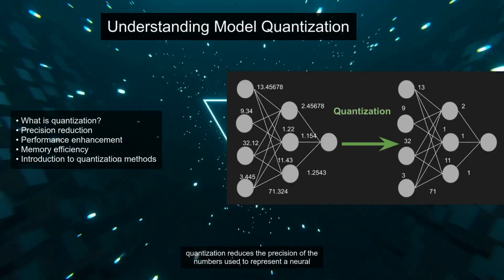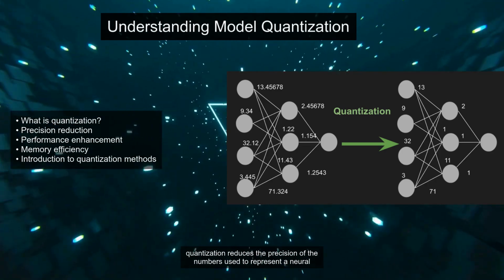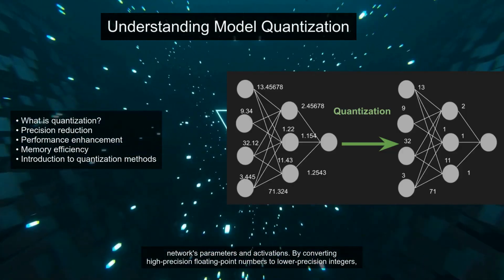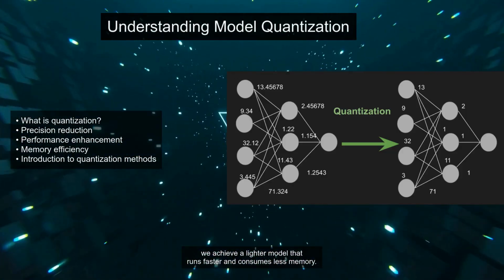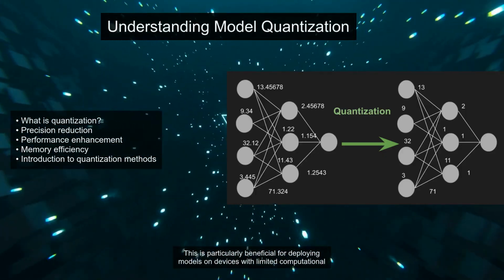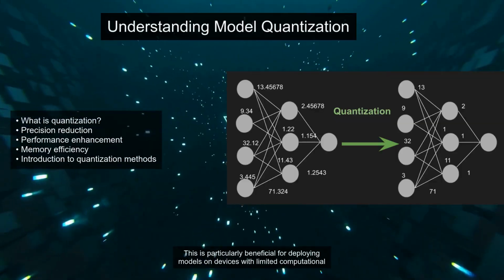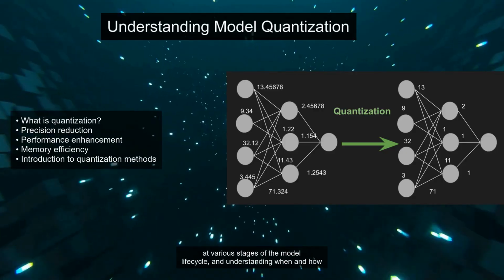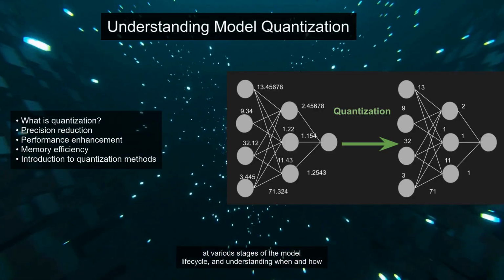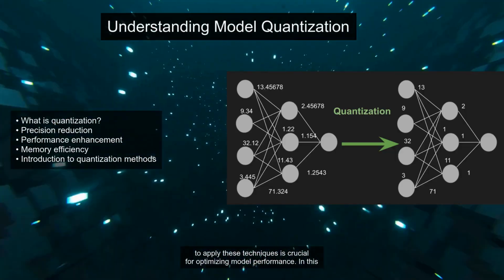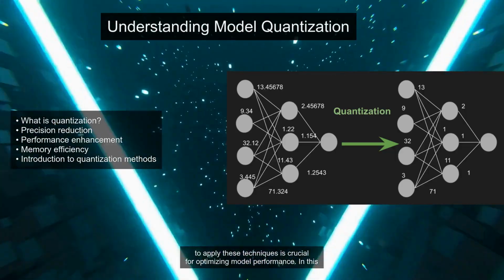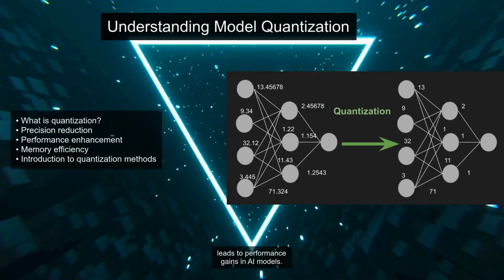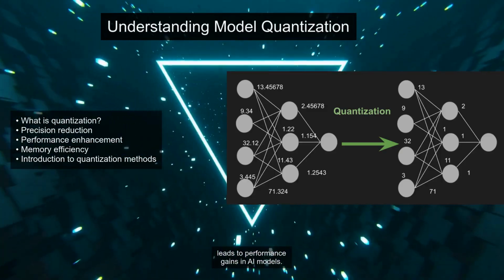At its core, quantization reduces the precision of the numbers used to represent a neural network's parameters and activations. By converting high-precision floating-point numbers to lower-precision integers, we achieve a lighter model that runs faster and consumes less memory. This is particularly beneficial for deploying models on devices with limited computational resources, such as mobile phones and IoT devices. Quantization can be performed at various stages of the model lifecycle, and understanding when and how to apply these techniques is crucial for optimizing model performance. In this segment, we will cover the fundamentals of precision reduction and how it leads to performance gains in AI models.